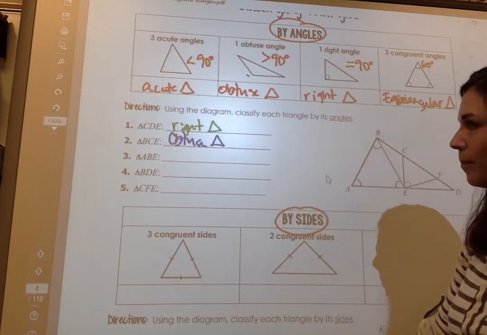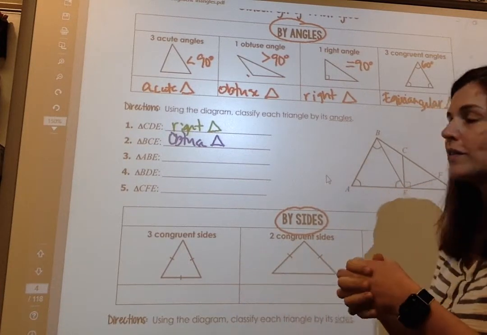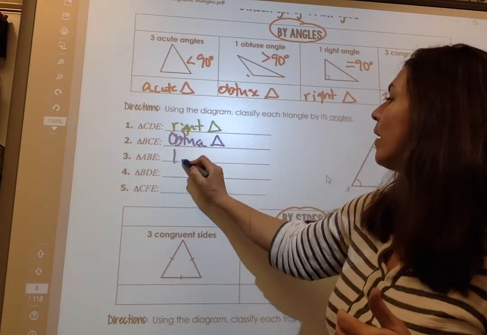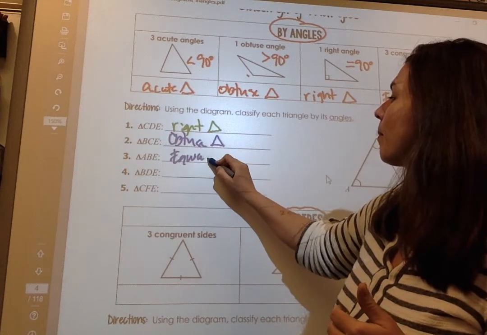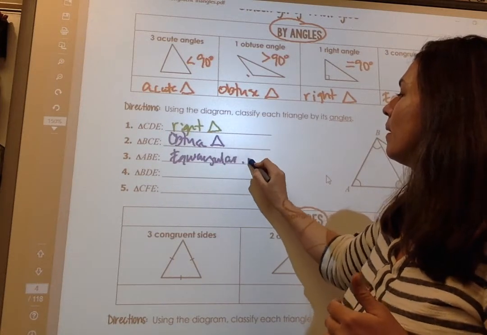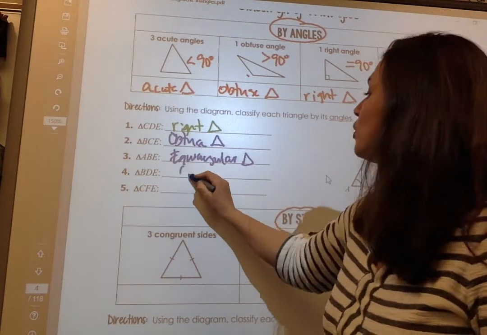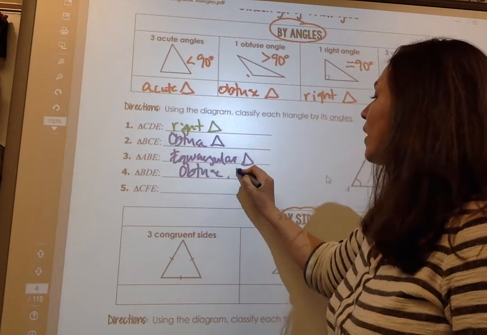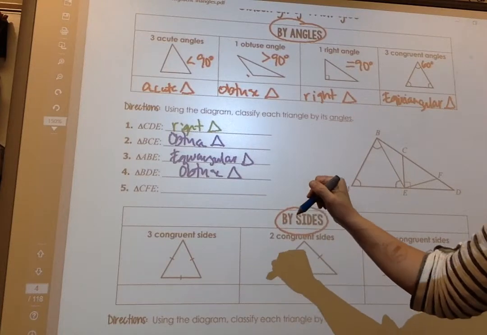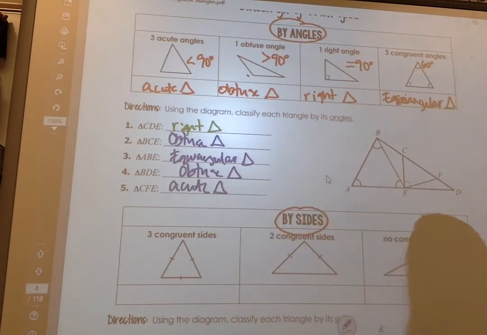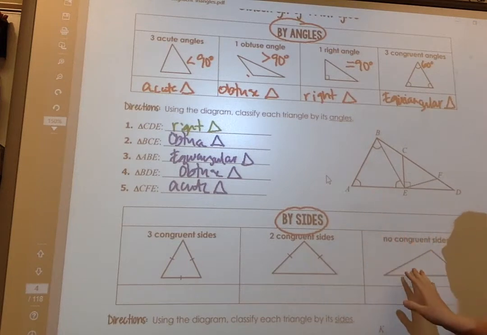See if you pause it, fill those out on your own, and see if we get the same thing. Number 3, hopefully you're back. Number 3, you should be getting equiangular. For number 4, triangle BDE, that's an obtuse triangle. And number 5, you should be getting acute triangle. All right? Now, that's when we classify them by their angles.